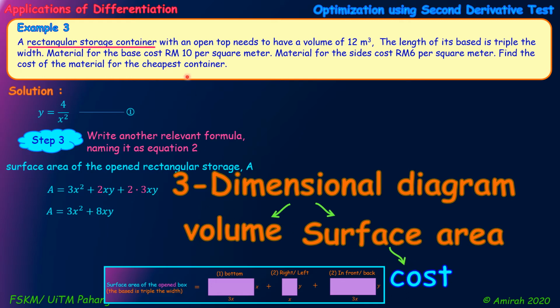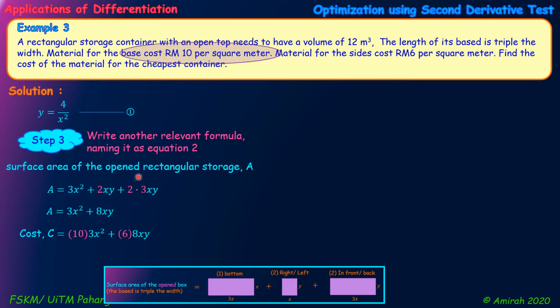Because from here, we have base cost and the unit is square meter. Square meter here means area. So surface area is related to cost. So cost equals, from here, base cost RM10 per square meter. So base here is the bottom. We multiply by 10 because 3x squared here means base.